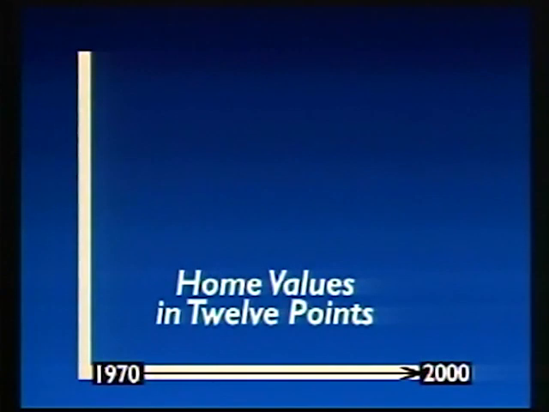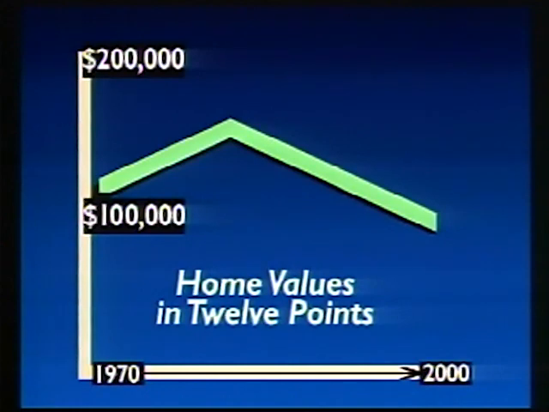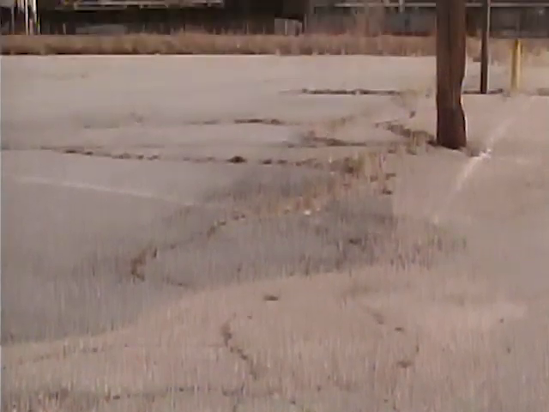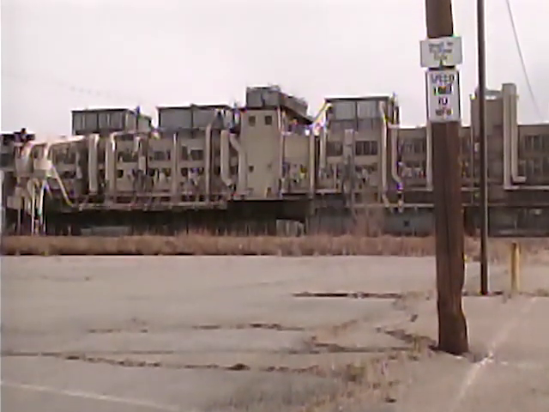Here is a graph of selling prices for homes in 12 points during the same period. We can see that prices started by increasing, then, for some reason, around 1980, began to decline. In this case, it was the year a large manufacturing plant closed, eliminating many jobs in the area.